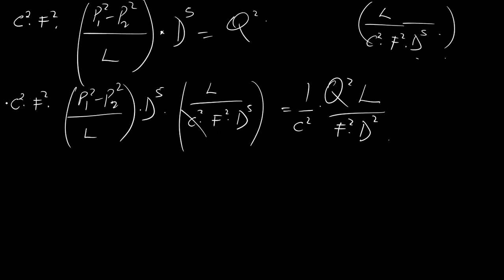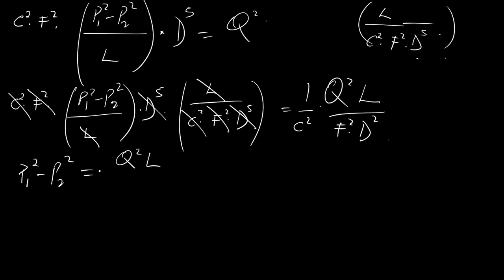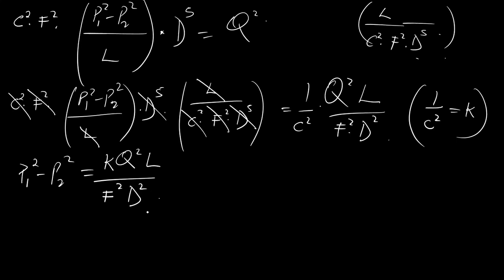Now, we cancel out this, we cancel out this. D raised to power 5 we cancel out D raised to power 5, L we cancel out L. So we have P1 square minus P2 square equals Q square L. Now, assuming 1 all over C square is equal to K, you now have K here divided by F square D square.